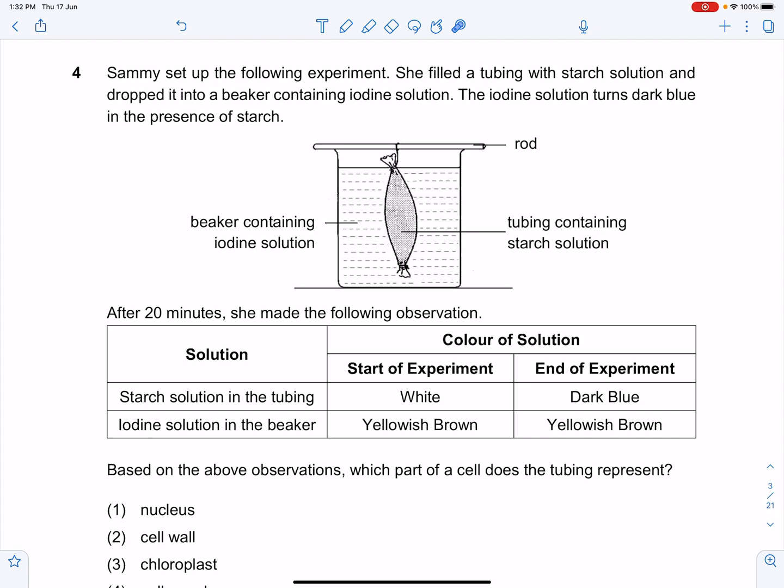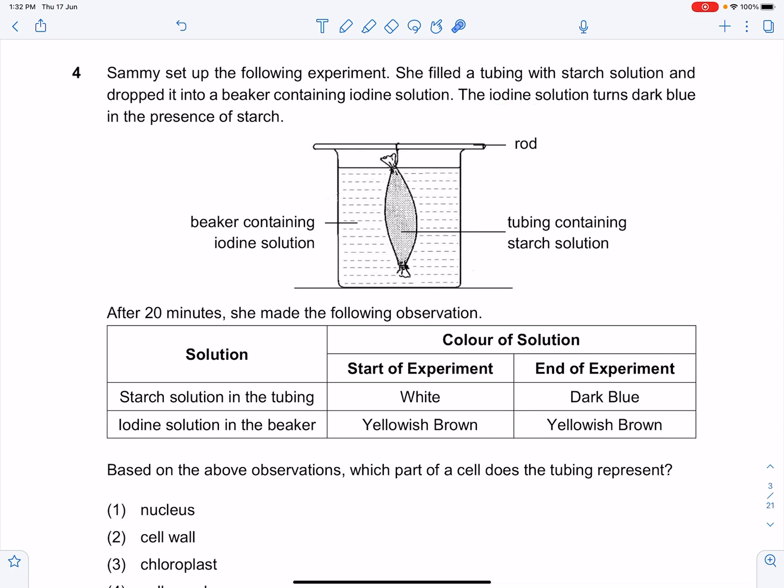Sammy set up the following experiment. She filled a tubing with starch solution and dropped it into a beaker containing iodine solution. Okay. The iodine solution turns dark blue in the presence of starch. Now be very careful. Here I just like to point out one thing. It's iodine solution and not iodine. When doing Booklet B questions related to starch test, students tend to just write, oh, iodine. Okay. It is not good enough.